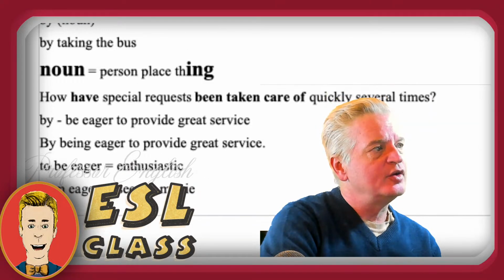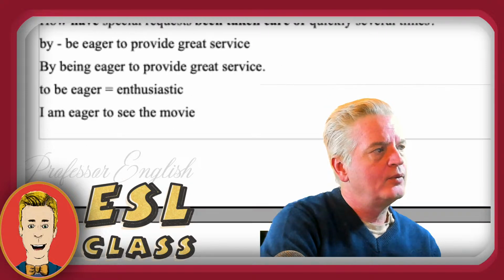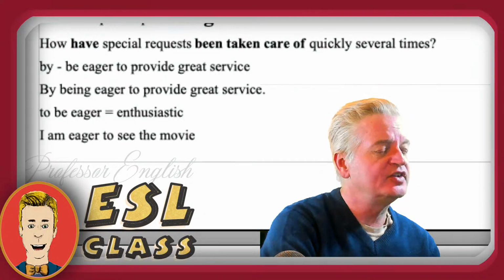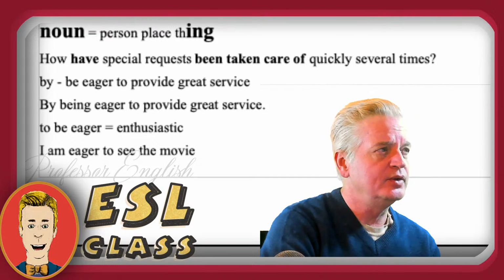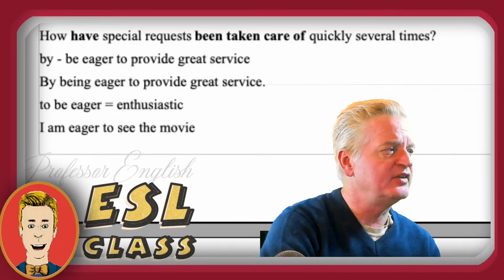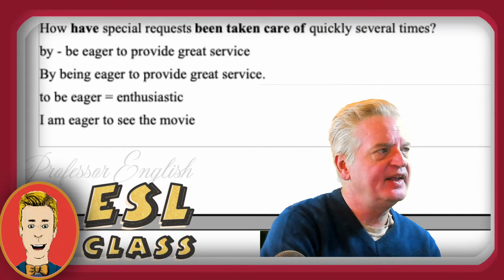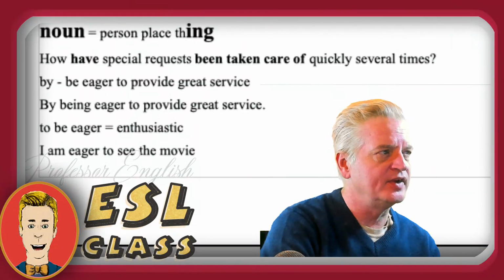Okay, and let's answer by. Let's answer with by, because usually if you're answering a how question and you're explaining a process, you will use the preposition by. And if you want to use a verb, you have to use the ing form. By being eager to provide great service.